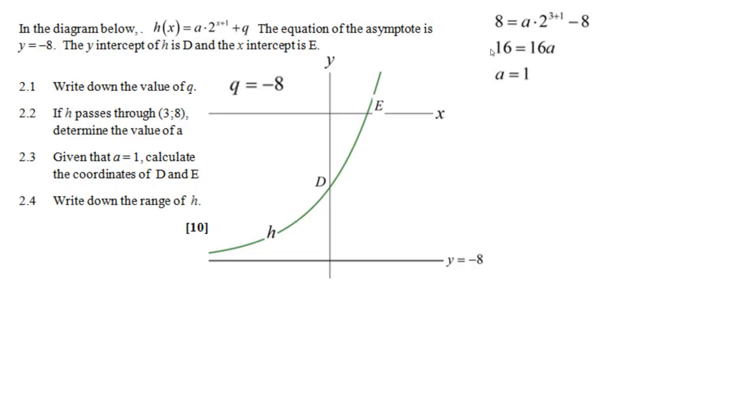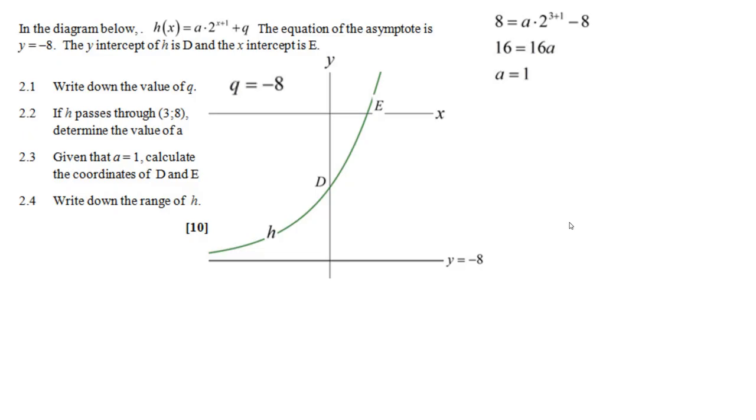Well, you add 8 to both sides, you get 16. 2 to the 4th power is 16, and your calculator will tell you that too. Well, 16 equals 16a, so a must be equal to 1. And you have to do the substitution and then show that you're solving for a to get all the marks. But even if you did mess this up, they tell you that a is equal to 1. And now you're supposed to calculate the y-intercept D and the x-intercept E.